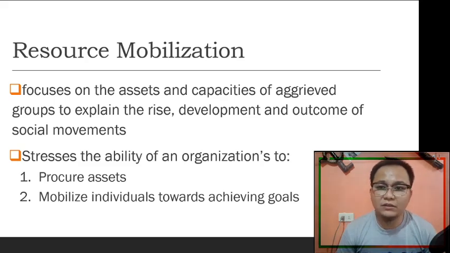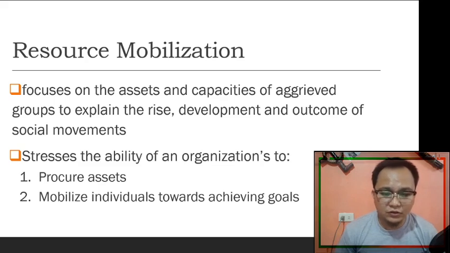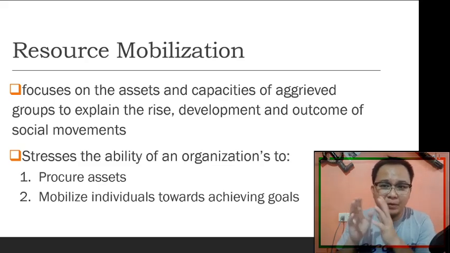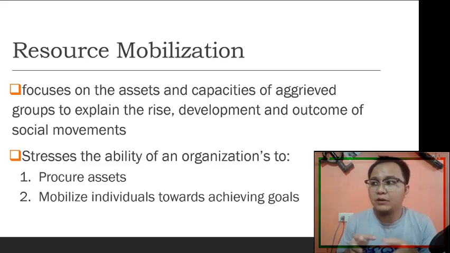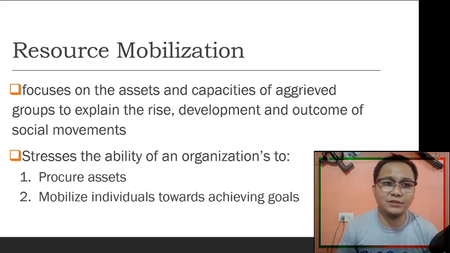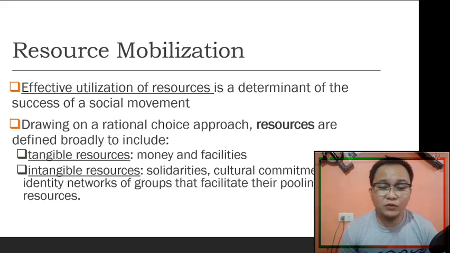However, we need to understand that resource mobilization helps us to understand that the proper use, proper appropriation of resources and utilization of resources is very critical para ma-achieve natin yung goal natin. So, effective utilization of resources is a determinant of the success of a social movement or, again, a community engagement activity. Drawing on the rational choice approach, I hope familiar pa kayo sa rational choice approach, no?